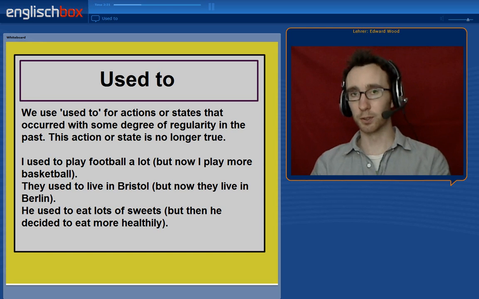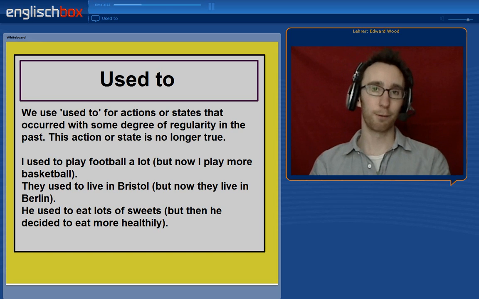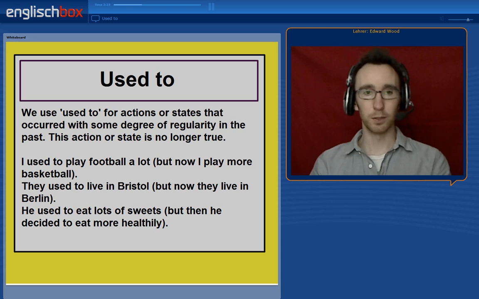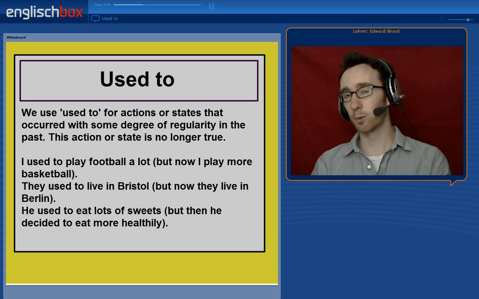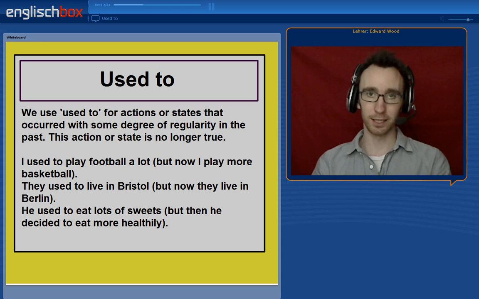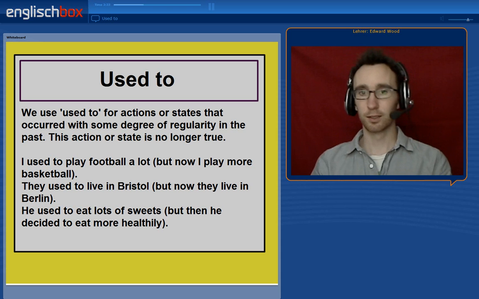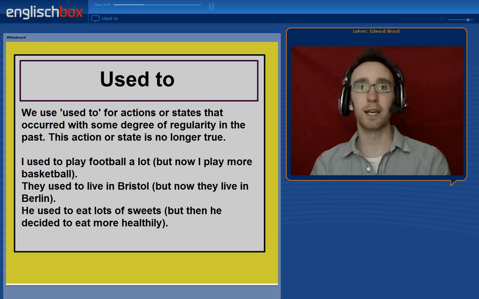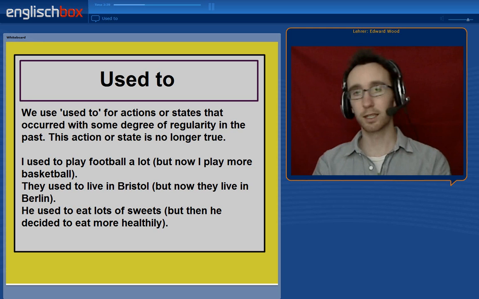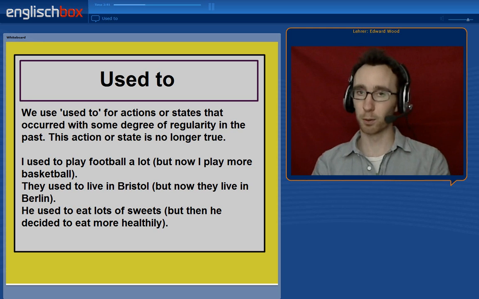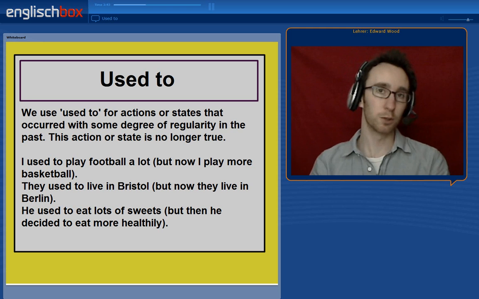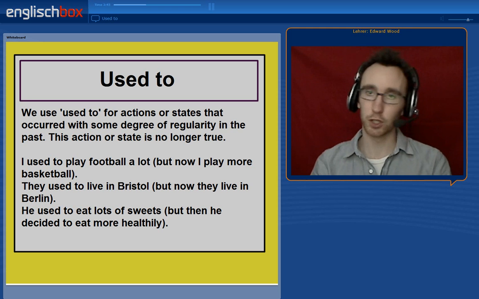Moving on to used to. This has quite a different meaning. We use used to for actions or states that occurred with some degree of regularity in the past. So, for example, if I played football every week when I was younger, I could say I used to play football a lot. Or I could say I used to play football every week when I was young.